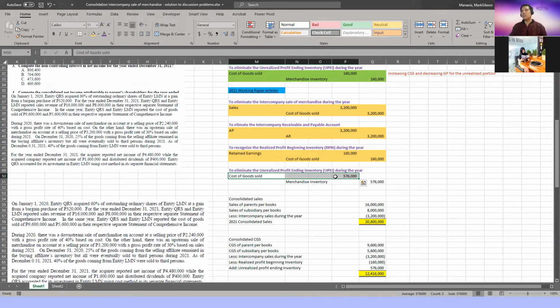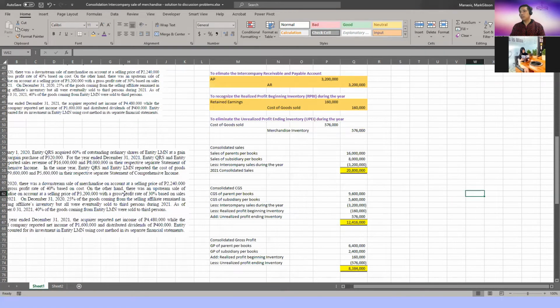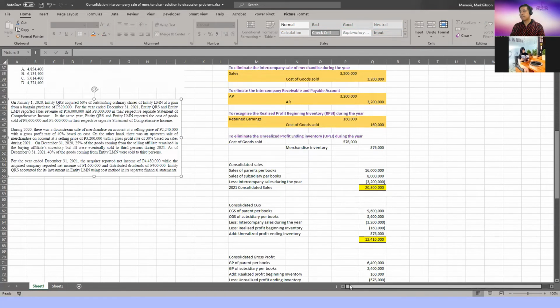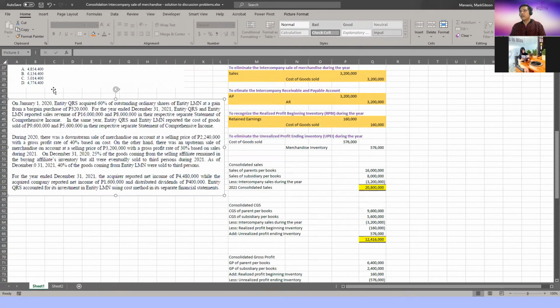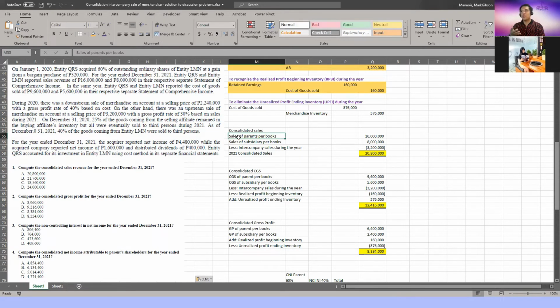Okay, so if we are clear on the working paper entries, let's now go to the requirements. Requirement number one, compute the consolidated sales revenue. These are our templates, class. Consolidated sales is sales of parent per books, meaning own books, separate books, plus sales of subsidiary per books, less intercompany sales during the year. Remember, what we are asked to compute here is December 31, 2021.